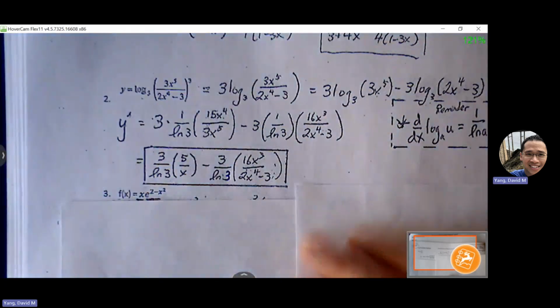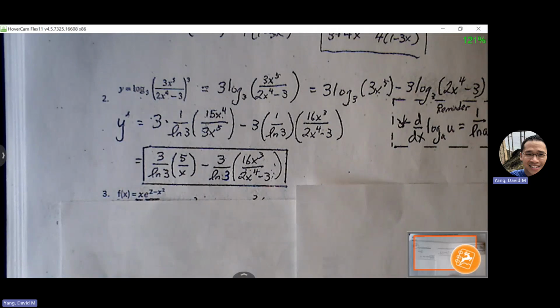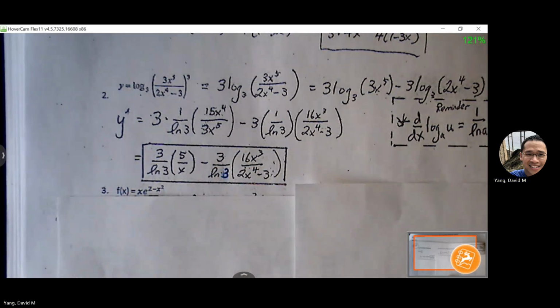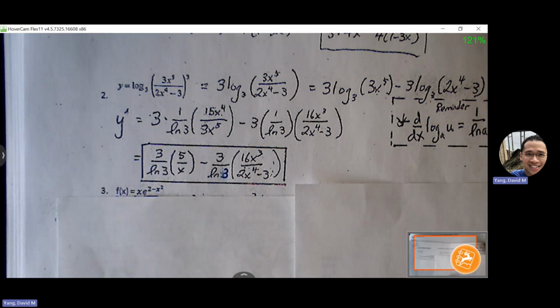Can that not cancel out? No, we can't. Why can't we cancel these 3s out? Natural log. Yeah, the 3 is inside the natural log. It's not a standalone term. If it was 3 natural log, then the 3 in front we could cancel out, but that 3 is inside, so it's not the same thing as the 3 above.